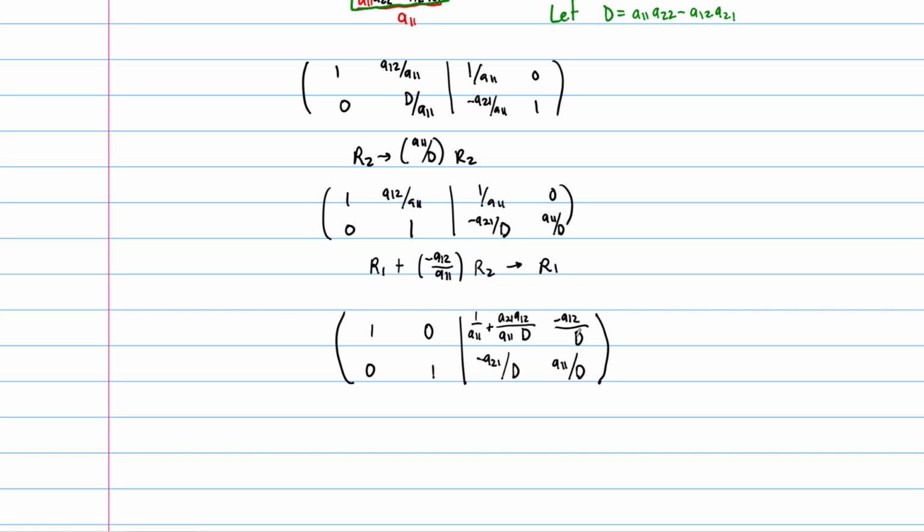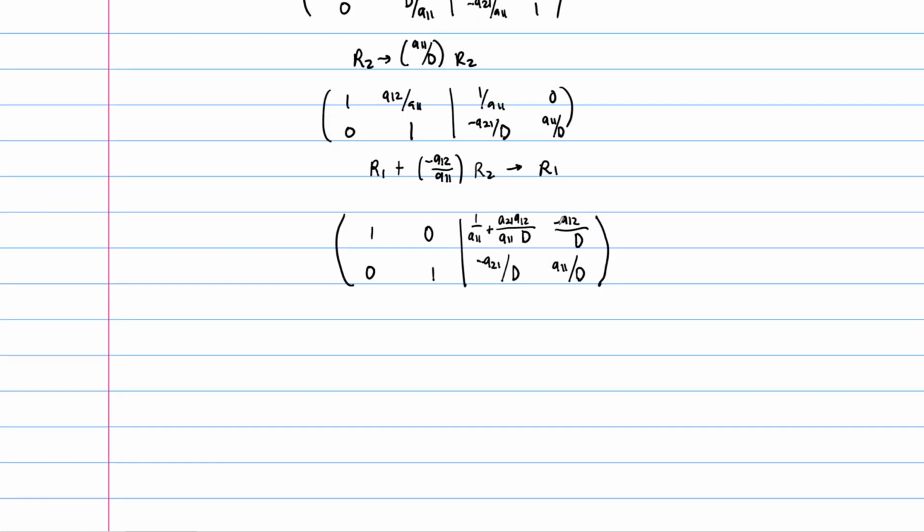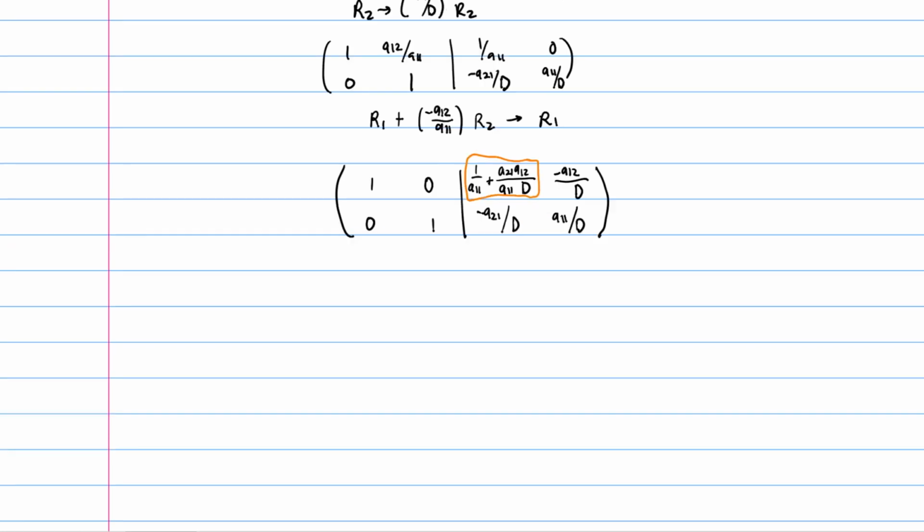This one's over D. And so the last thing that we have to do, we see that these all have D's in the denominator except for this one. And so the next thing that we have to do is just add this one up, right? Just very carefully add this one up. So this one's A11, 1 over A11. Let me write this more in fraction form. 1 over A11 plus A21, A12 over A11 D.